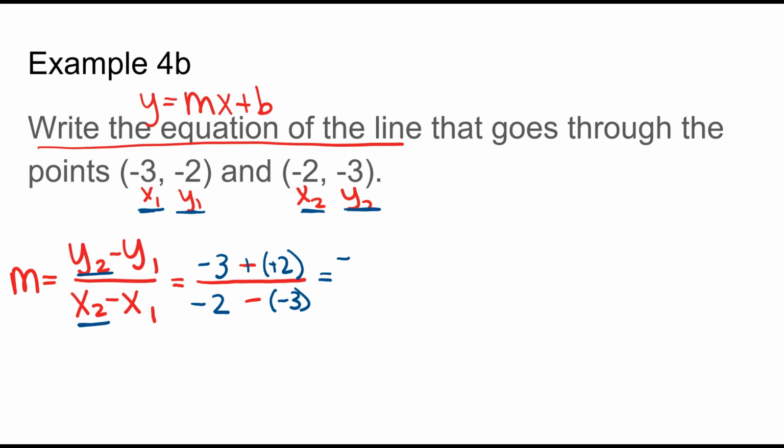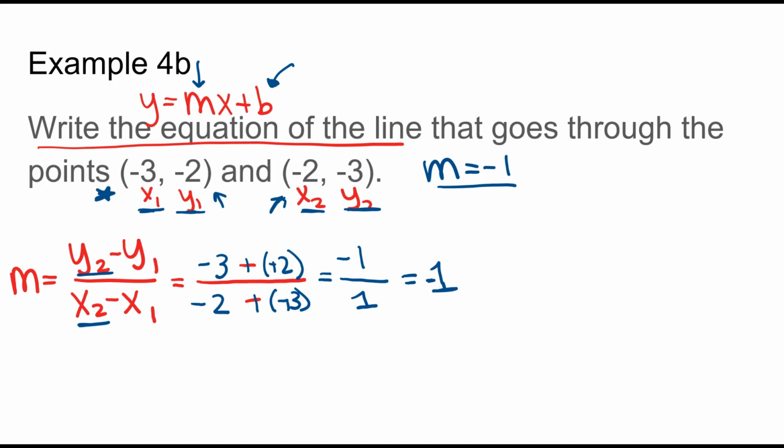-3 plus 2 is a -1. -2 plus 3 is a +1. This simplifies to -1. So our slope is -1. I like to put that off to the side. Now we've got slope. Now we need to find b. You can pick either ordered pair, this one or that one. I always say pick the least amount of negatives, so it doesn't matter here. We'll use the first one. They both have a lot of negatives.